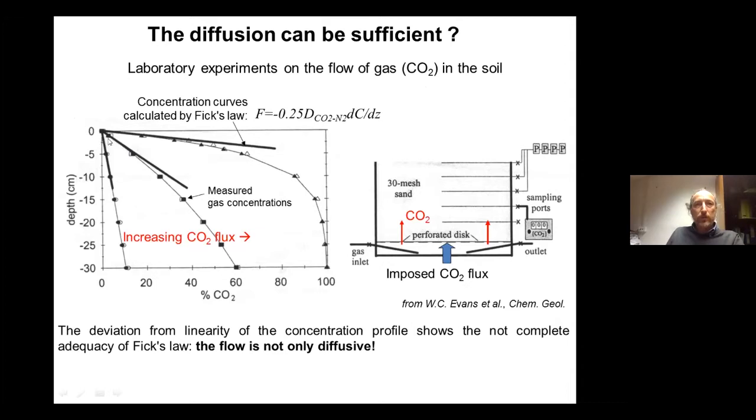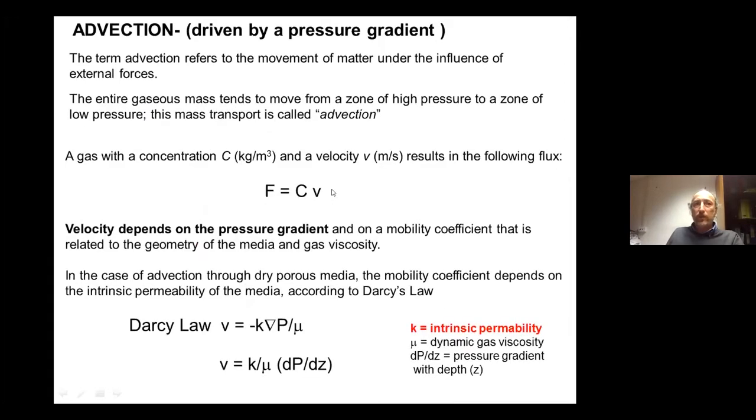We can see that the concentration, depending on the magnitude of the flux, does not increase simply in a linear way as is predicted by Fick's law. So that means that diffusion is not the only mechanism. In fact, we have this contribution from advection, and the advection is controlled by a pressure gradient.